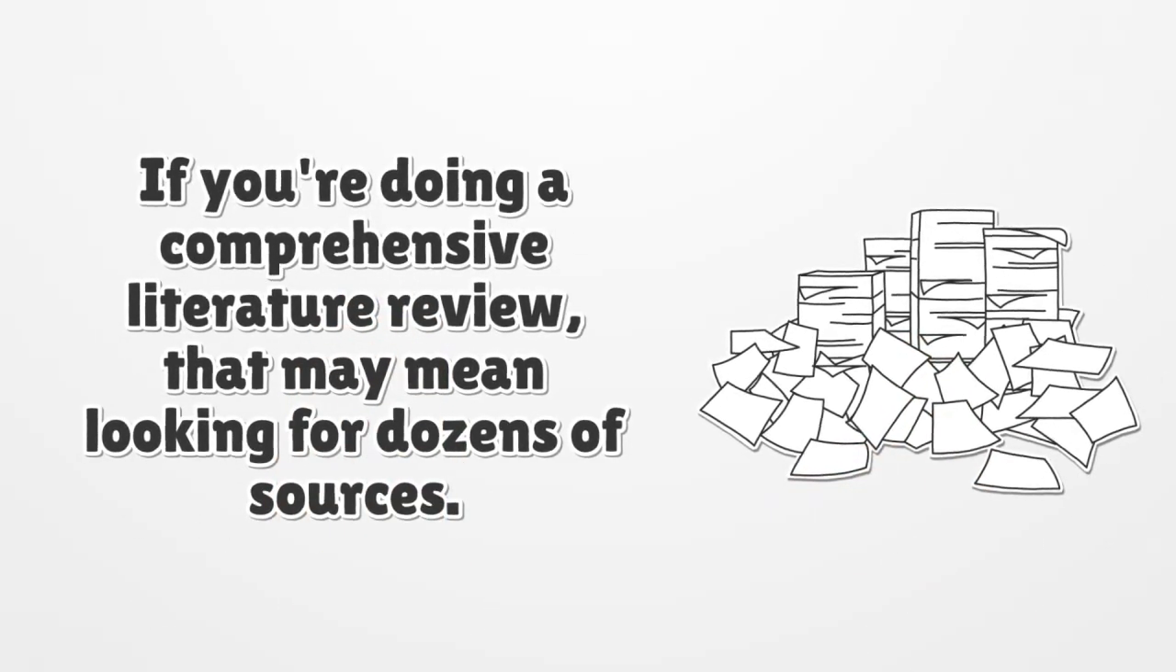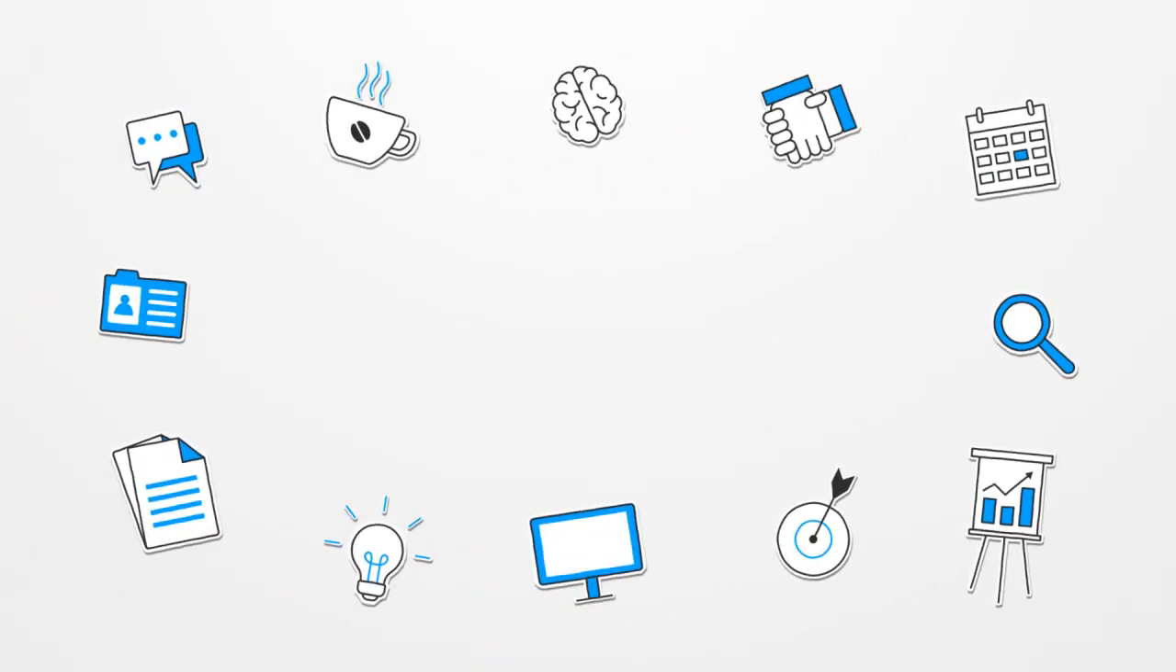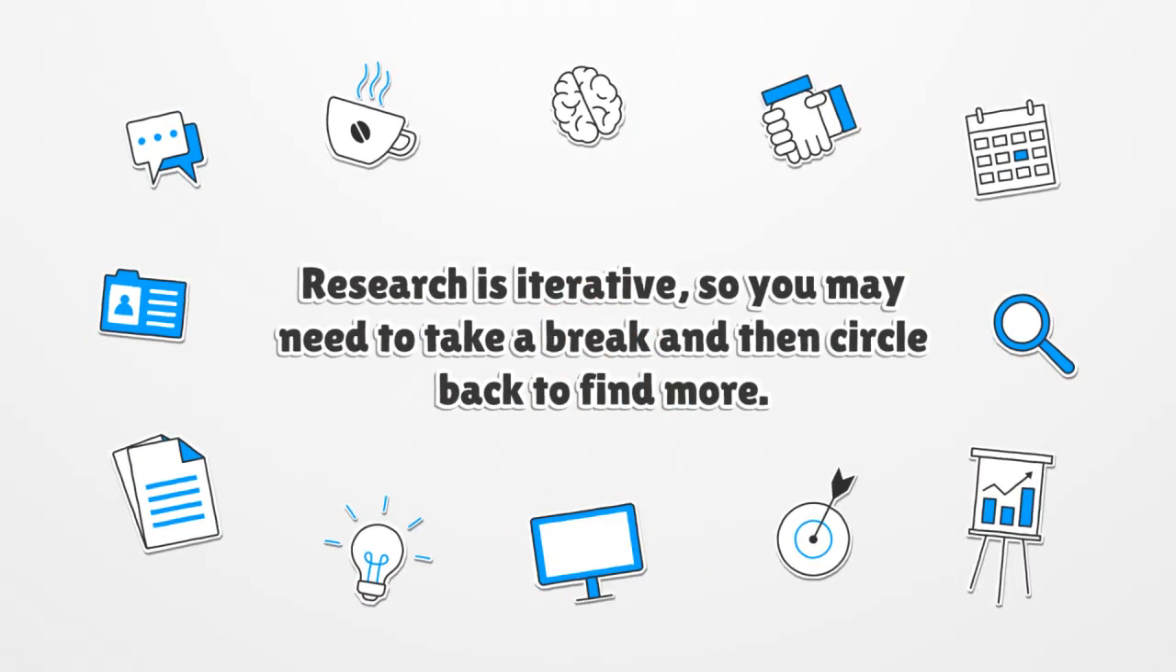If you're doing a comprehensive literature review, you'll do an exhaustive search for everything you can find on the topic. Often this means finding dozens of sources. There is no absolute way to know when you've exhausted the research on a topic, and more information gets published all the time, so you may need to revisit a topic in the future.